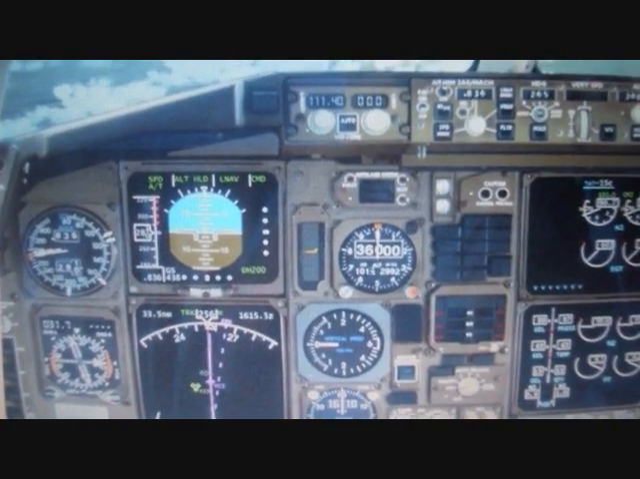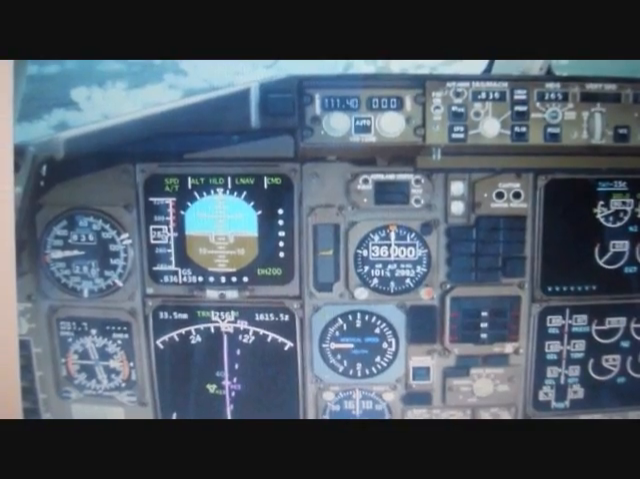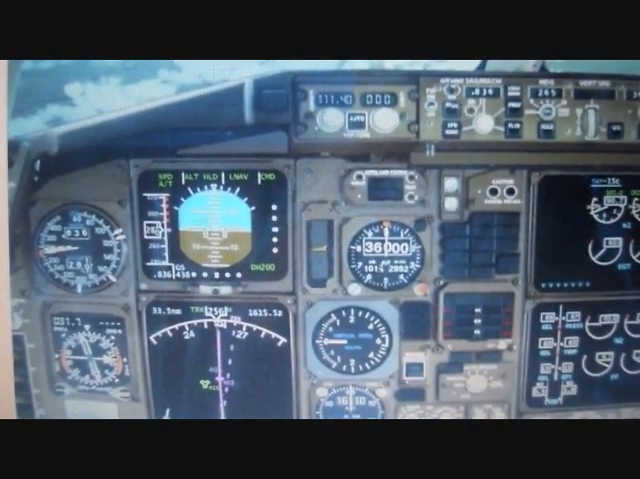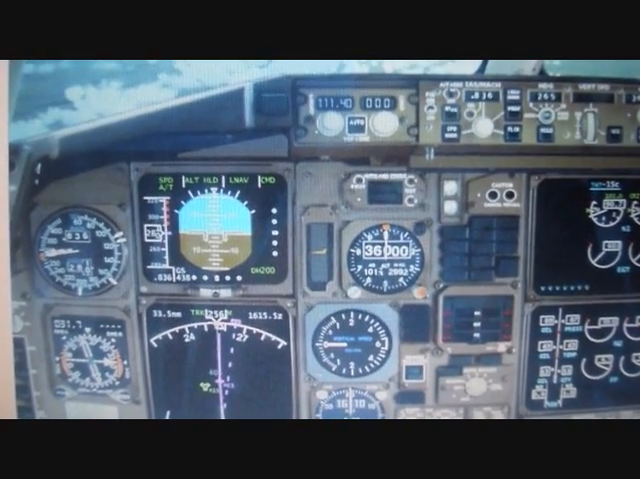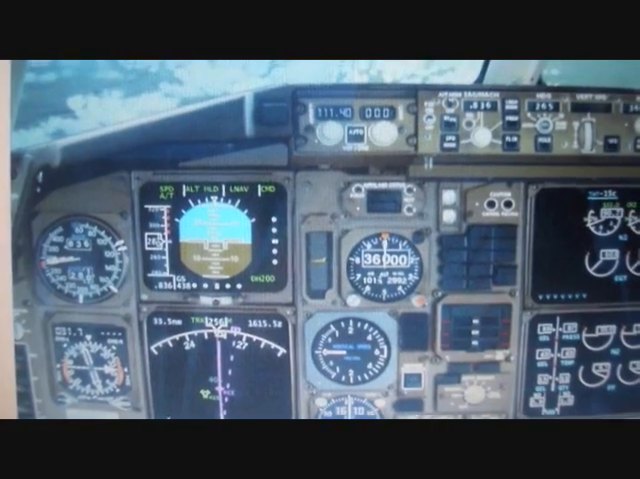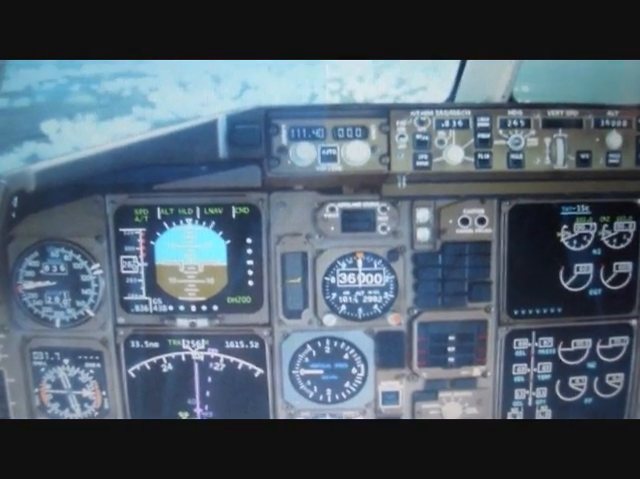In this video, I'll be showing you the 767 cockpit as well as how to start the engines on the 767. This is a screenshot on Microsoft Flight Simulator 2004 using Level D Simulations product 767. Hope you enjoy. We'll start on the left.